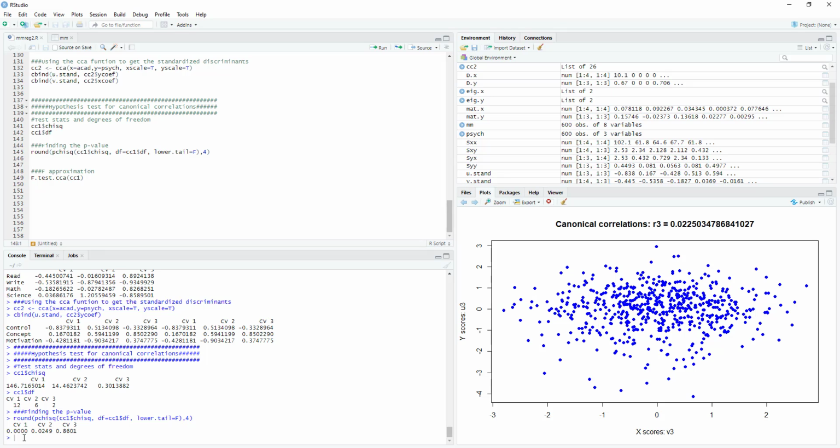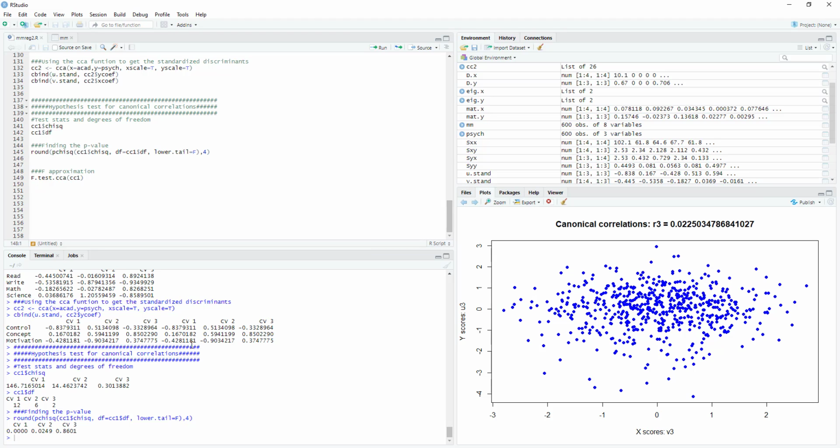Running it, our p-value for all three of them being equal to 0 is 0. Our p-value for the last two being equal to 0 is about 0.025, so somewhat statistically significant. And then the p-value of the last one, this 0.023 being equal to 0, is pretty large. It's close to 1.